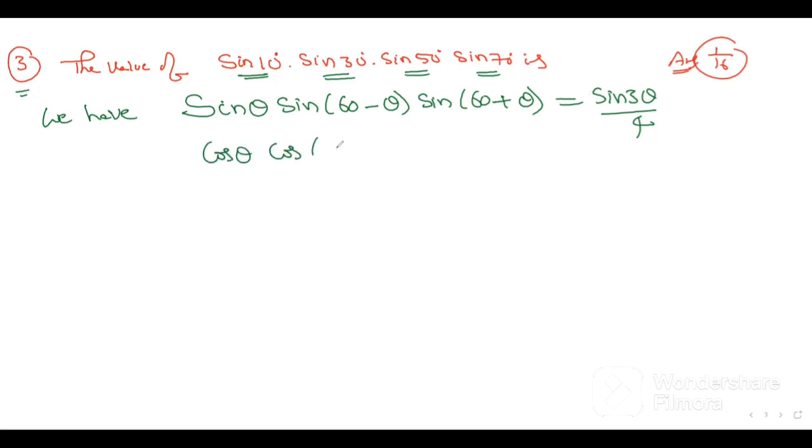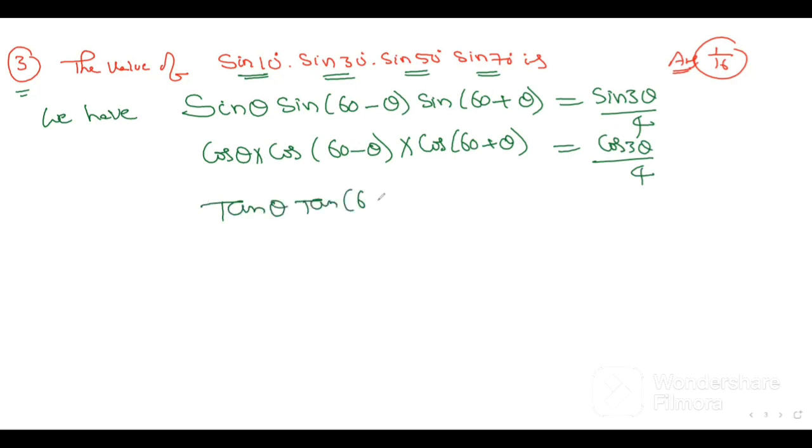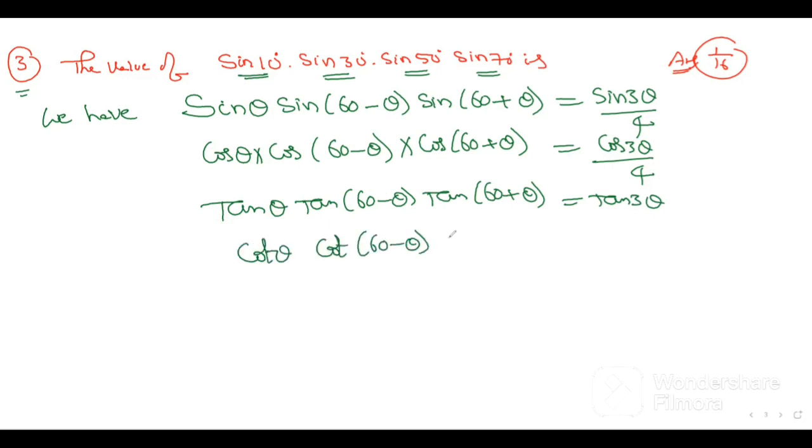Similarly, cos theta into cos 60 minus theta into cos 60 plus theta will become cos 3 theta by 4. Tan theta into tan 60 minus theta into tan 60 plus theta is equal to tan 3 theta. Cot theta into cot 60 minus theta into cot 60 plus theta is equal to cot 3 theta. Here, sin 30 value is 1 by 2. Now we should find sin 10 into sin 50 into sin 70.